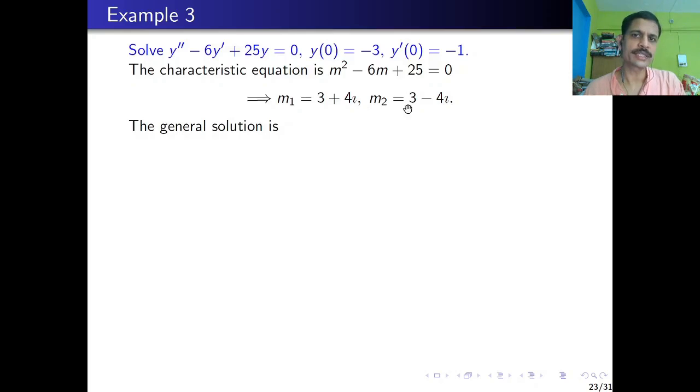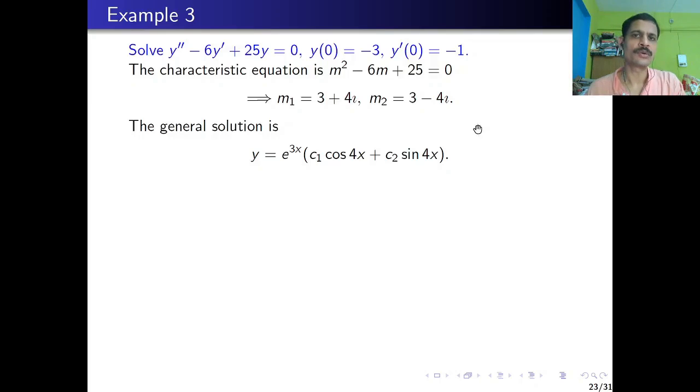So we know in this case what the general solution is. The general solution is y is equal to e raised to ax. So you remember, if the root is a plus b iota, then the solution is e raised to ax, that is e raised to 3x, then (c1 cos bx plus c2 sin bx). Here b is 4, so c1 cos 4x plus c2 sin 4x. So this is the general solution in this case where the roots are complex.